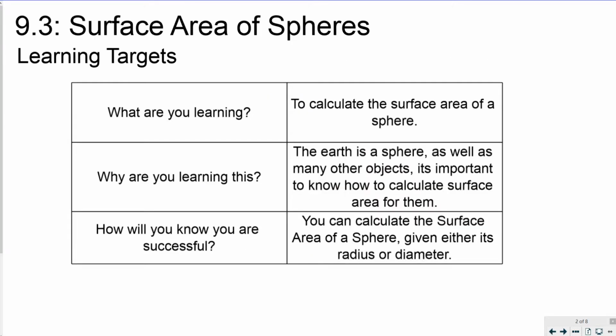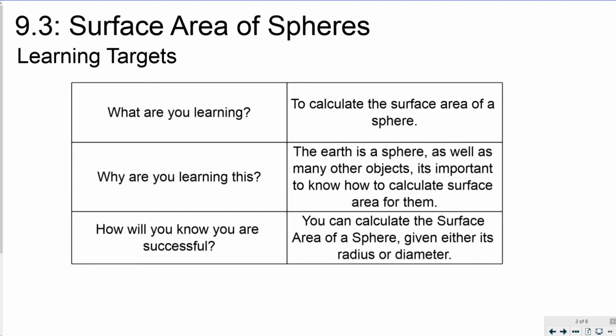So in this video guys, we're going to learn to calculate the surface area of a sphere. We're doing this because the Earth is a sphere, as well as many other objects, and it's important to know how to calculate surface area for them. And you'll know you're successful when you can calculate the surface area of a sphere if you are given either its radius or its diameter.